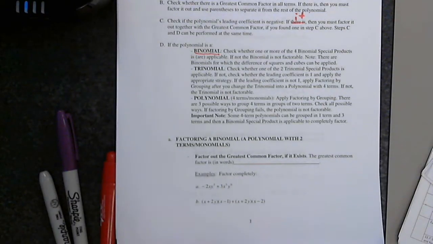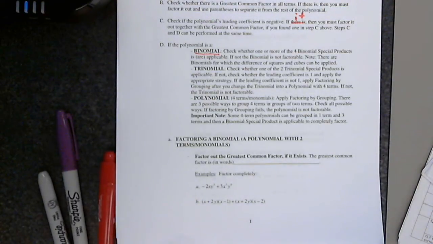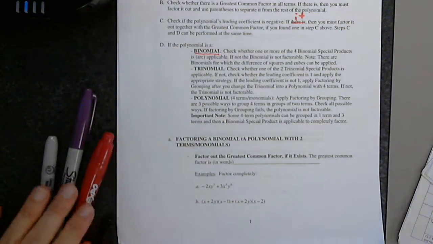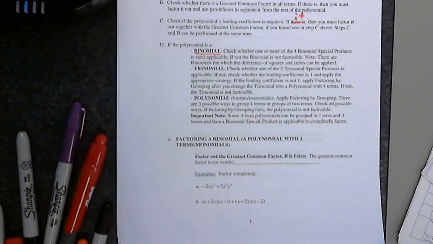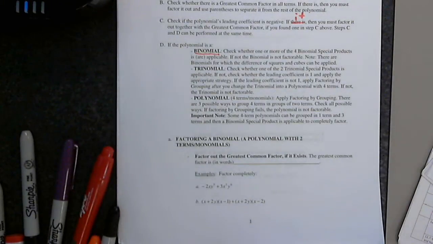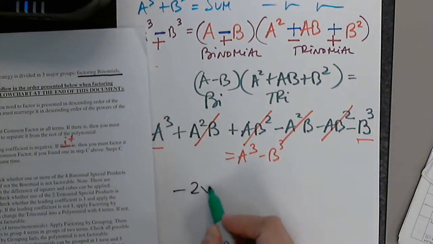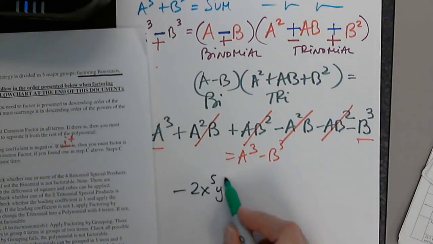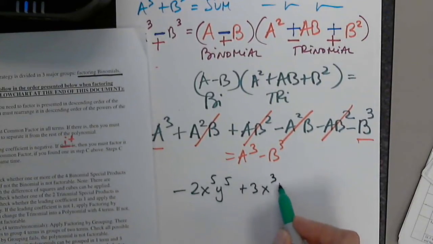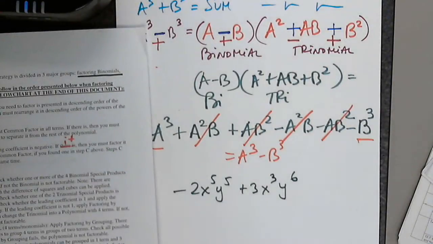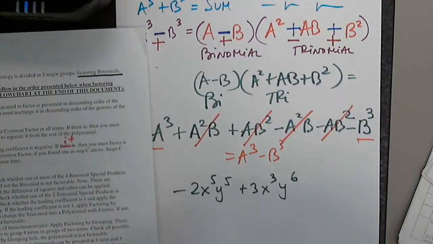So the greatest common factor is a number or a monomial. It can have x or y in it. It can have variables that I can divide each term by. Or each term is divisible by it. Whatever you want to write. So now I have, as the first example here, negative 2xy to the 5th plus 3x cubed y to the 6th. By mistake, I wrote x to the 5th. That's not in the problem.